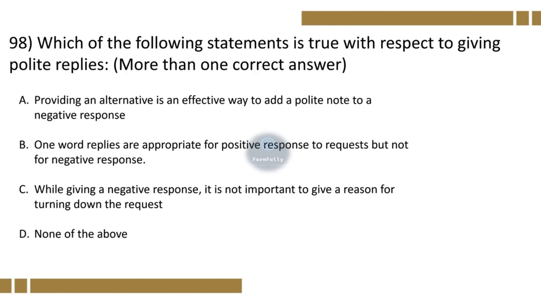Question 98. Which of the following statements is true with respect to giving polite replies? Option A, providing an alternative is an effective way to add a polite note to a negative response. Option B, one-word replies are appropriate for positive response to request but not for negative response. Option C, while giving a negative response, it is not important to give a reason for turning down the request. Option D, none of the above. And the correct options are A and B.